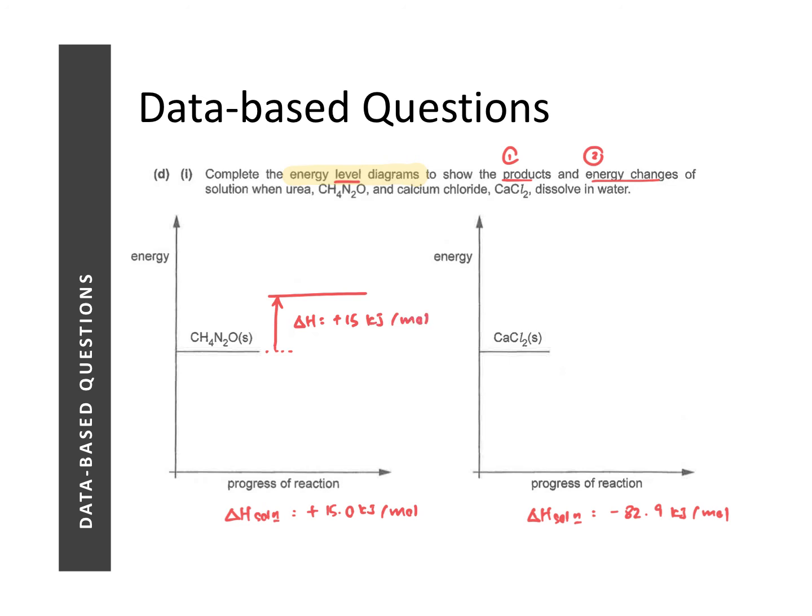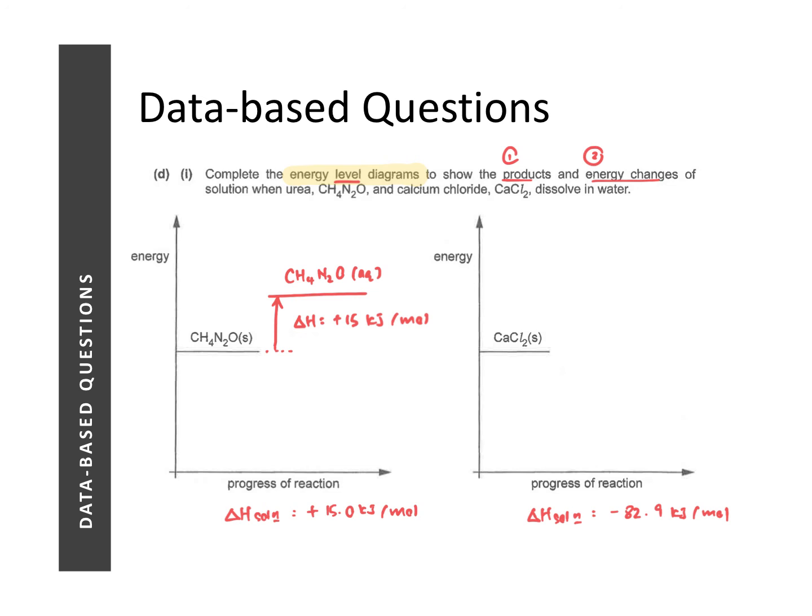Okay, and if you can recall, enthalpy change of solution is the energy change when a substance dissolves in water. So what is the product over here? There's no chemical reaction. This is just a physical process of dissolving a solid. So when we dissolve a solid, the substance is not changed, just that the state is changed from solid to aqueous. Okay, the same applies for calcium chloride.